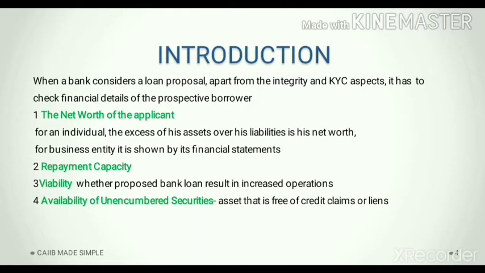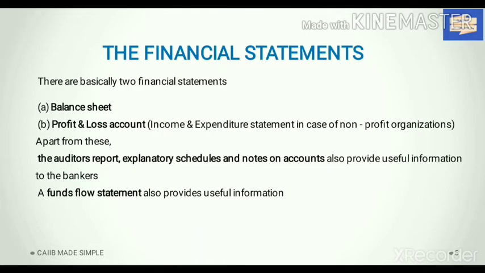Introduction. When a bank considers a loan proposal, apart from KYC aspects, it first checks the net worth of the applicant. That is, for an individual, the excess of his assets over his liabilities is his net worth. For a business entity, it is shown by its financial statements. Next, the bank checks the repayment capacity of the borrower, then viability, whether the proposed bank loan results in increased operations, then availability of unencumbered security, that is, assets that are free of credit claims or liens.